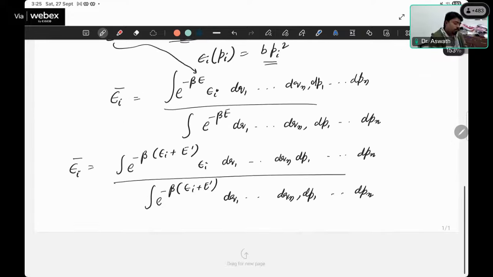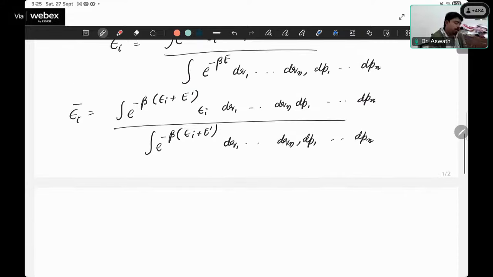Now if you see carefully, the only difference between the numerator and denominator is that the numerator has the extra term E_i, because I am trying to find the average energy of E_i coming from each individual case. These are multiple integrals. You see how many integrals there are? Each term from Q contributes one integral, and each term from P contributes one, so it's actually 2n integrals. So what I can do is separate them.